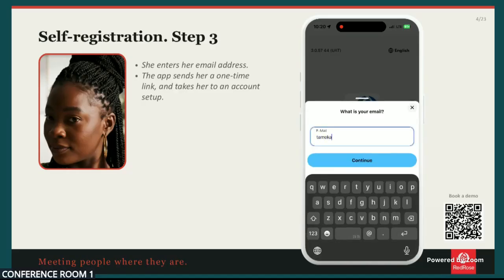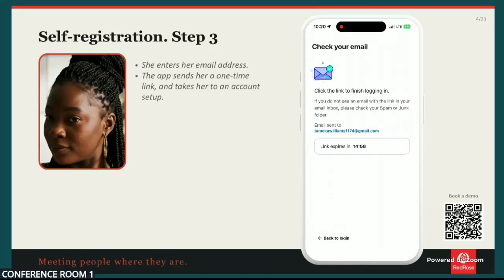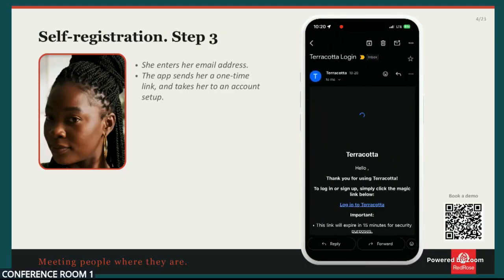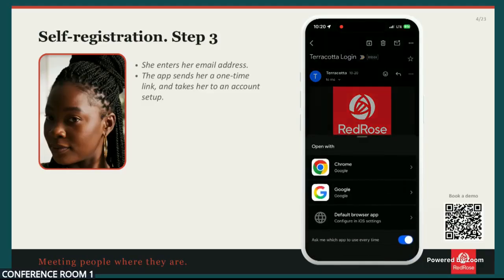She puts in her email. She's going to receive a one-time link to her email address. She's going to click on it, and the app will take her basically to the profile setup step. So nothing super exotic, right? So the system meets her at whatever tech level she is already in.